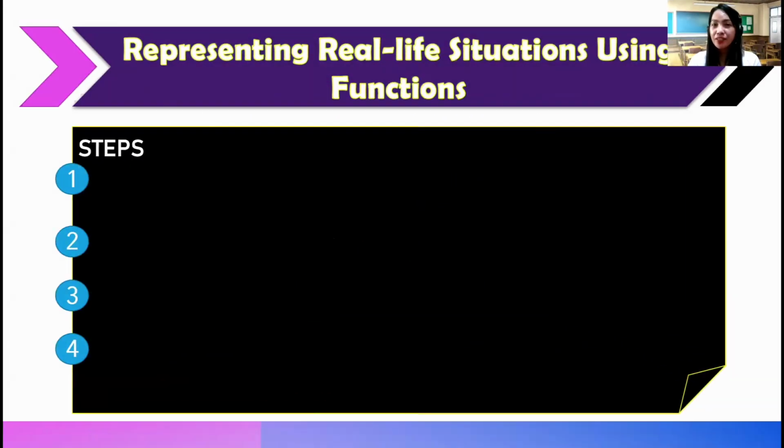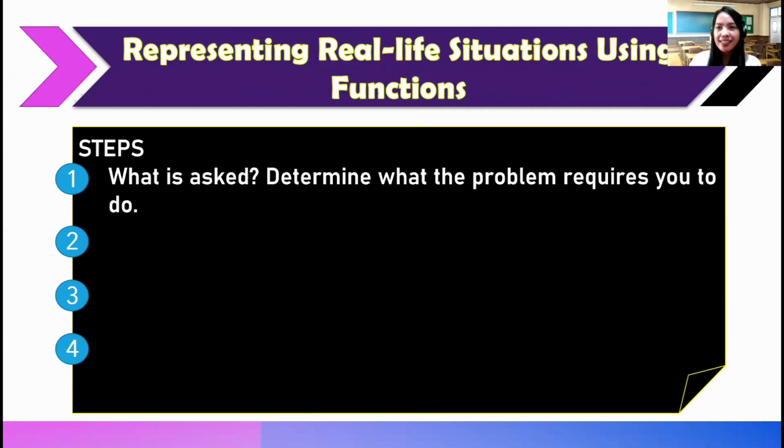How to represent real-life situations using functions. In representing real-life situations using functions, there are 4 easy steps to follow. Step 1. What is asked? You have to determine what the problem requires you to do. Ano ba yung hinihingi sa problem? Ano yung kailangan mong sagutan?